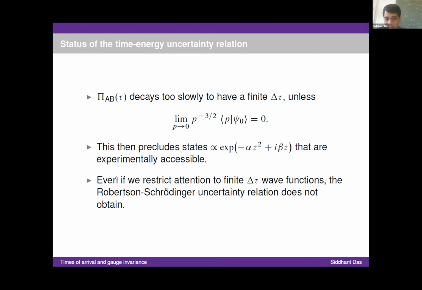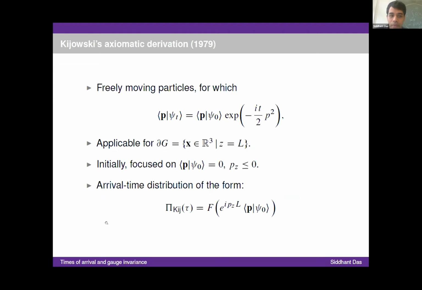The same distribution was derived a few years later by Kijowski, and this is a very original attempt to get at a quantum mechanical prediction. What he did was, he didn't start with an operator, but he started with reasonable axioms for what the quantity of interest might satisfy. So he initially looked at freely moving wave functions which in momentum space just evolve by this phase factor, right? So simple free motion wave functions. He went a little three-dimensional, namely he had in mind a planar surface. So he has a coordinate system, and without loss of generality, just think of the plane Z equals L.